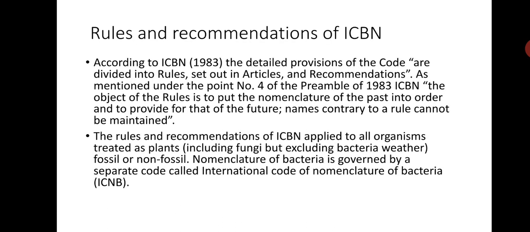Next, moving on to the rules and recommendations of ICBN. According to ICBN, the detailed provisions of the code are divided into rules set out in articles and recommendations. As mentioned under point number 4 of the preamble of the 1983 ICBN, the object of the rules is to put the nomenclature of the past into order and to provide for that of the future. Names contrary to a rule cannot be maintained.